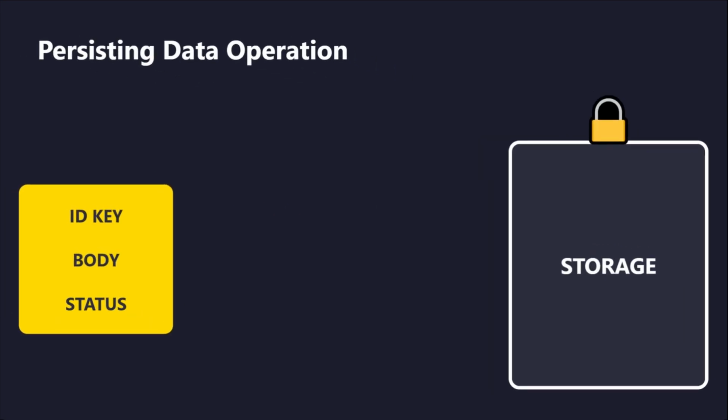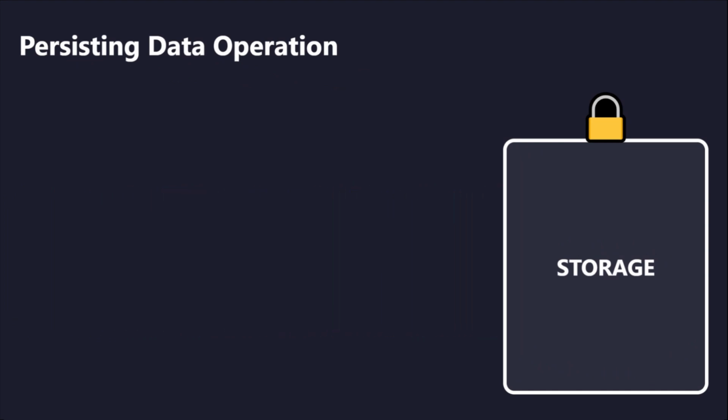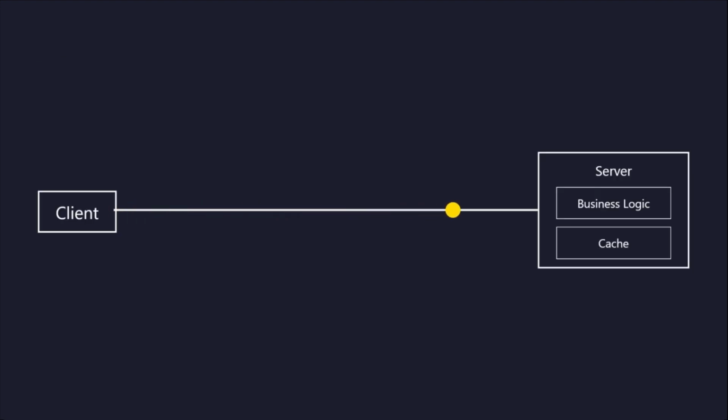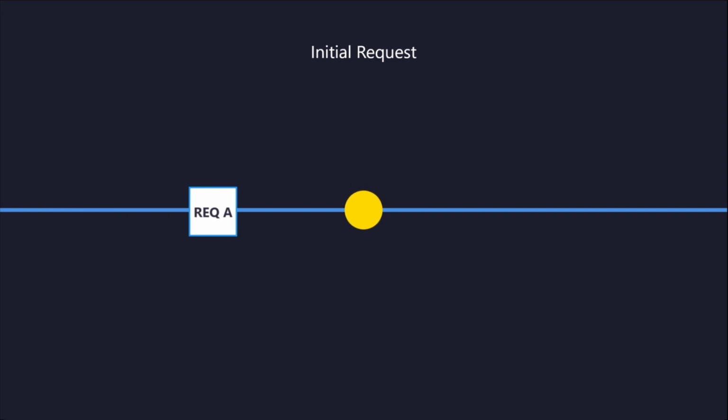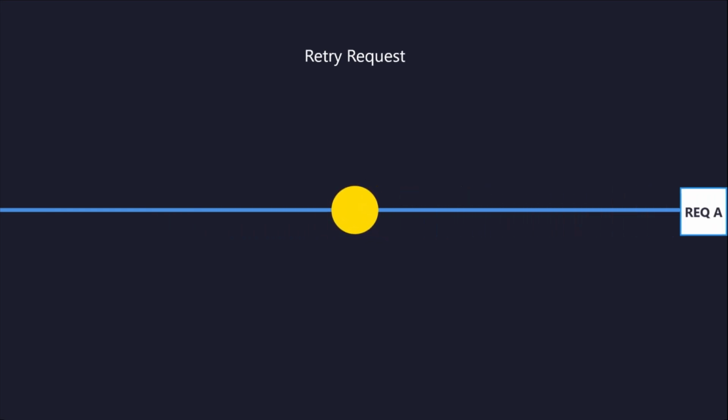After the logic completes, the server must store the full response body and the status code alongside the idempotency key before releasing any locks. When a retry arrives after a successful completion, the server finds the stored response and returns it immediately without re-executing any business logic or side effects. The returned response must be identical to the original. This includes the same body and same status codes, ensuring the client cannot distinguish the retry from the original.